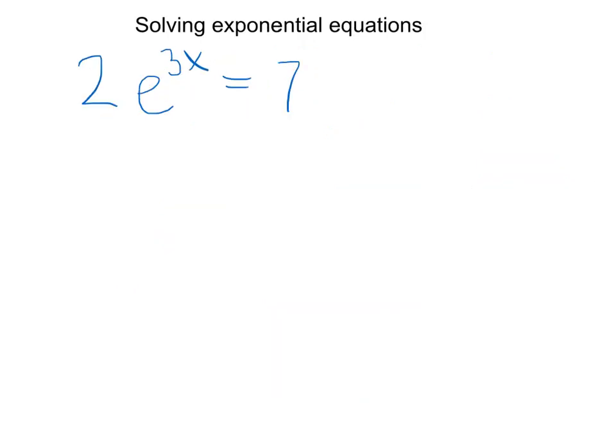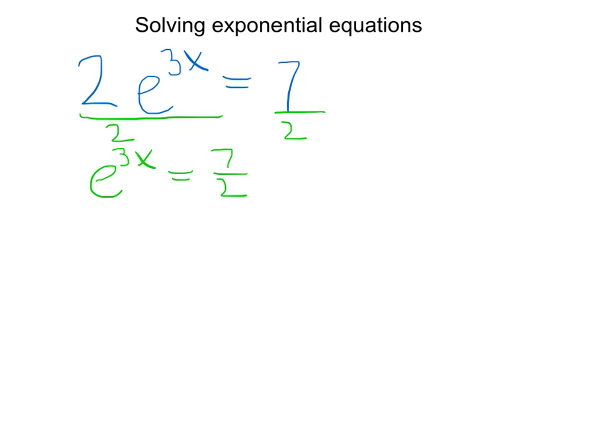Alright, so let's take a look at solving exponential equations. Here we have an exponential equation. This guy is a power with an exponent, and there's an equal sign. So for an exponential equation, the first thing we have to do is isolate the exponential part of the equation, and we will do that by dividing both sides by 2. And when we do, we end up with e to the 3x equals 7 halves.